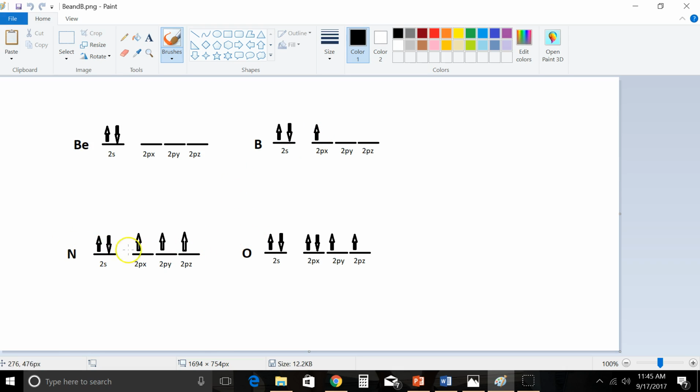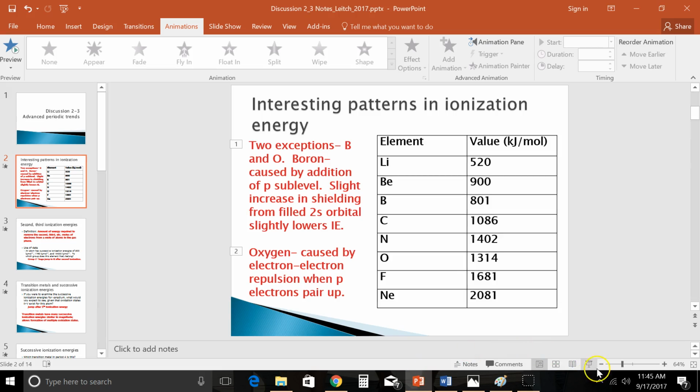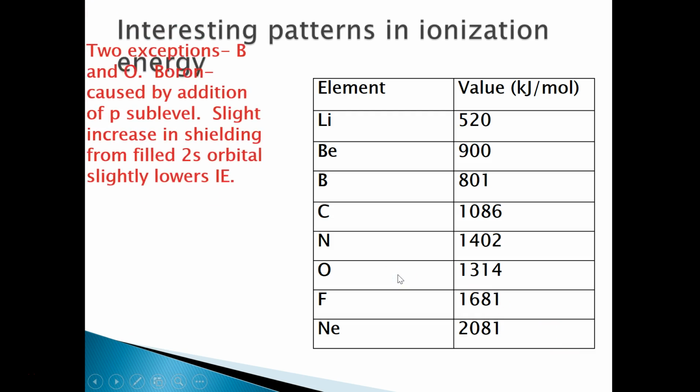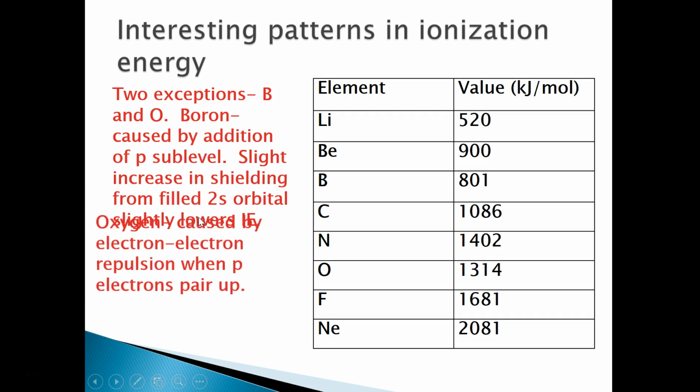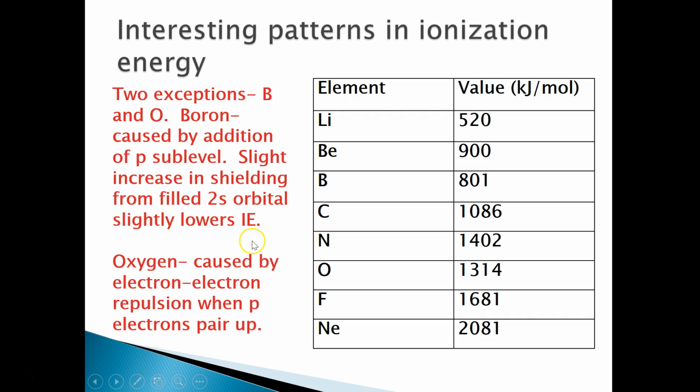If we look at the trend from nitrogen to oxygen, we see that nitrogen has 3 unpaired electrons in the 2p sublevel, whereas oxygen has one set of paired electrons. Once those electrons begin to pair up, the additional electrons being added increase the total amount of electron-electron repulsion, and so they're slightly easier to remove. So here are the reasons for that. The boron exception is caused by the addition of a p sublevel, which causes a slight increase in shielding. And the oxygen discrepancy is caused by electron-electron repulsion when the p electrons pair up.